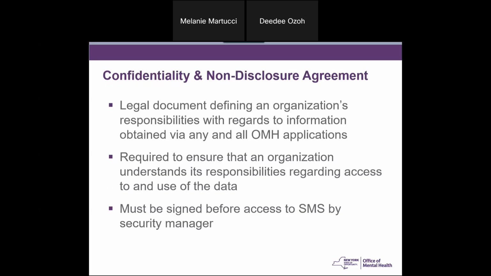So the first is that confidentiality and non-disclosure agreement. So in order to get access to SMS, which again is the application that security managers use to grant individual user access to PSYCKES, the CEO or executive director will need to first sign the confidentiality and non-disclosure agreement, also known as the CNDA. And it's important to note that the CNDA is different from that PSYCKES confidentiality agreement.